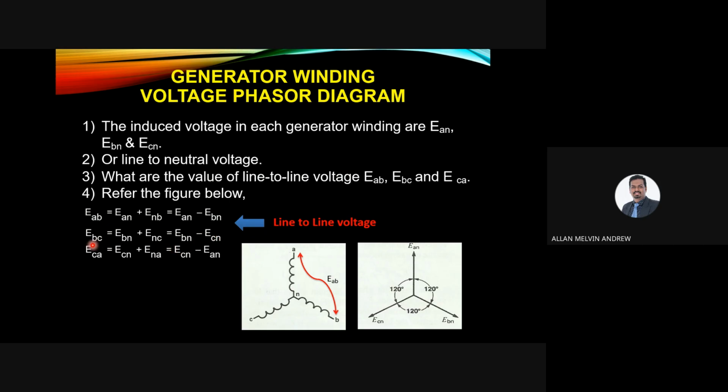Okay, then same for the other line to line voltages also, EBC and ECA. So this is called the line to line voltage. If I ask you what's the difference between line to line voltage and line to neutral voltage, you must be able to explain. And all these three are separated by 120 degrees.